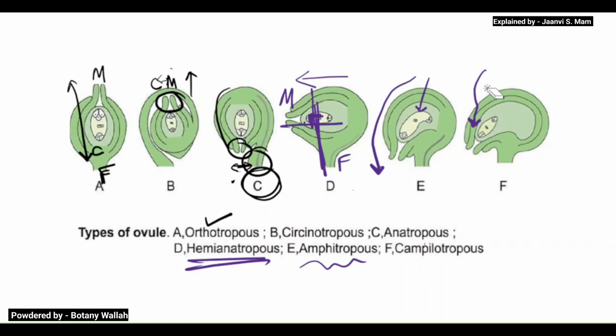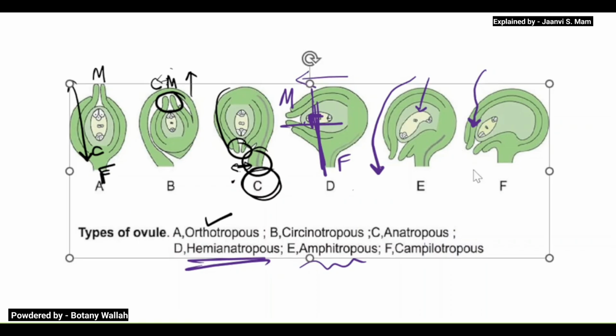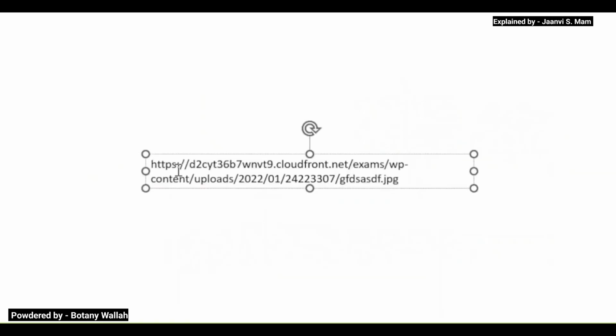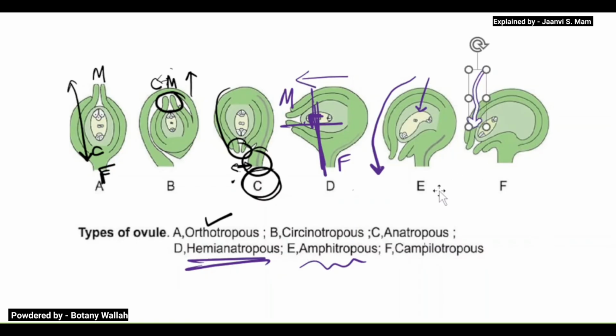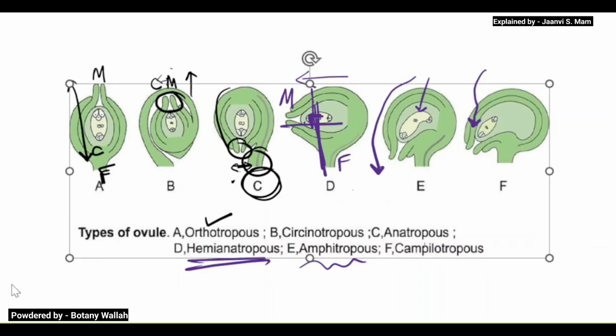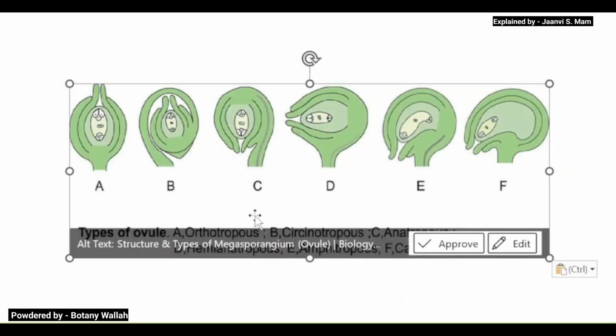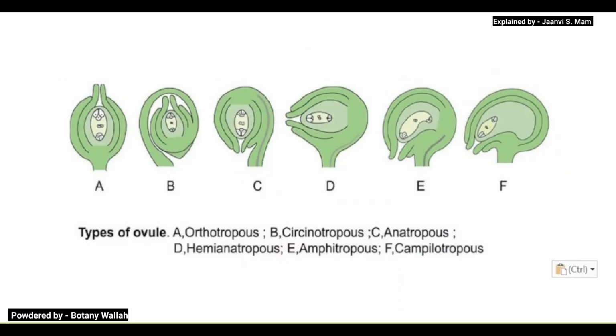I will erase these things, or I can put up one clean diagram. You should at least know that there are 6 types. This is a diagram which I drew here to help you understand, to explain the 6 types. You can google these definitions, but you should just know that there are 6 types.